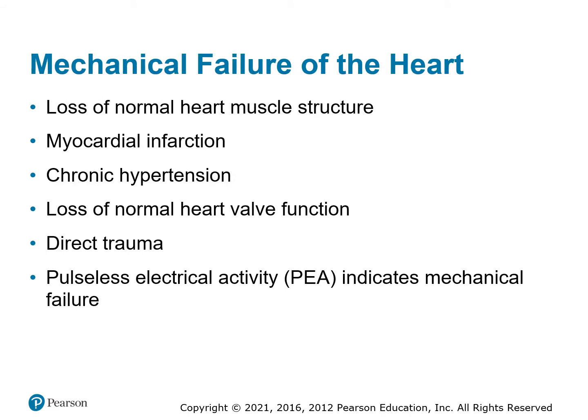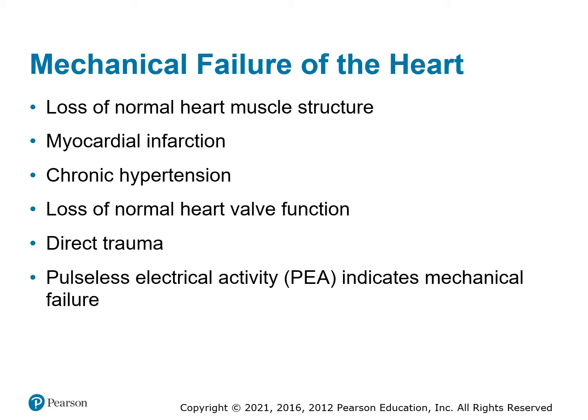So mechanical failures, loss of the muscle tone, loss of the muscle structure, that could be from an acute coronary event that causes decreased blood flow to the coronary muscle in the form of a myocardial infarction. Could be chronic hypertension. The heart just gives up because it pumps so hard. Loss of normal heart valve function. So when we push blood out, instead of going out, it goes backwards in the system because the valves are dysfunctional. Could be some type of trauma that causes damage to the muscle of the heart.